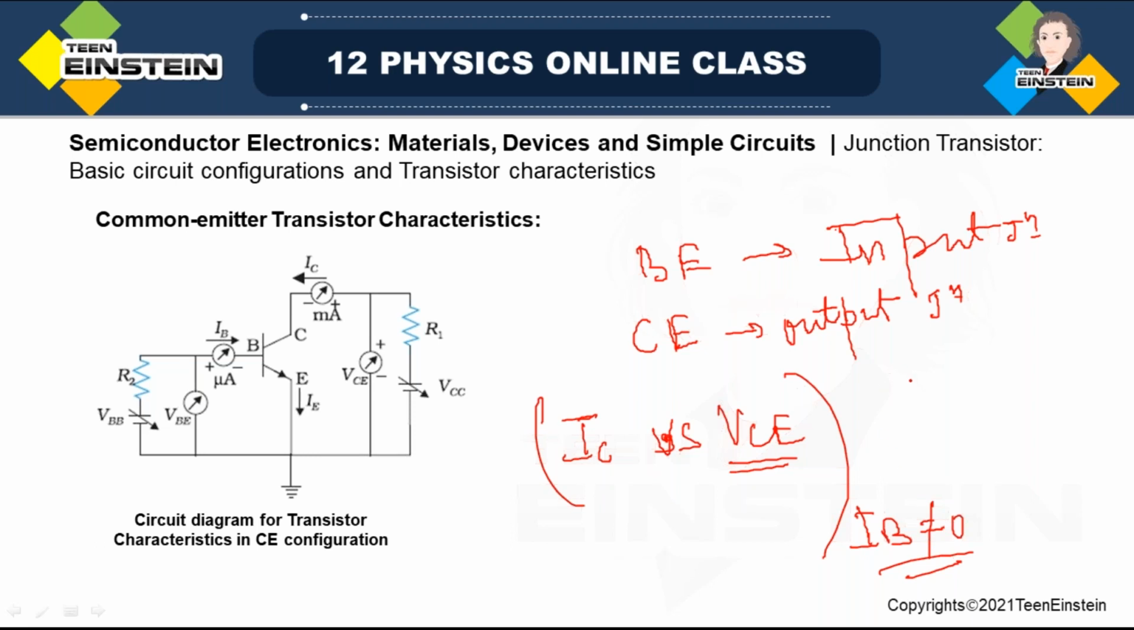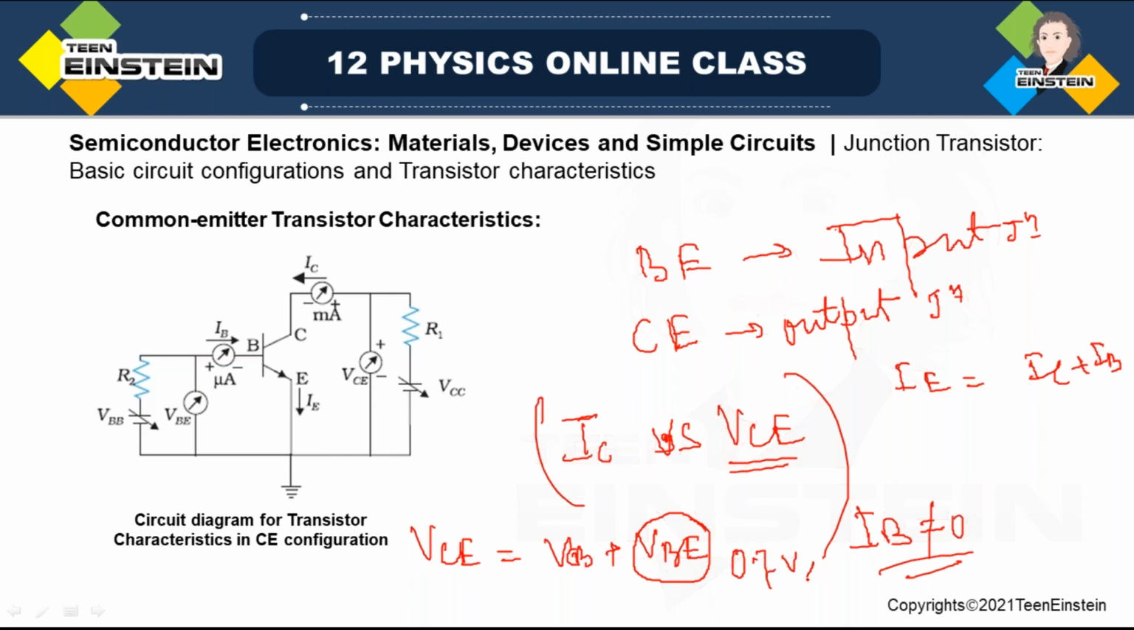But why base current? Okay, look, we know IE is equal to IC plus IB. This we know, right? All right, we know that. But you look, we had written previously also. So VCE, this means VCB plus VBE. Okay. So this VBE is very less for silicon transistor, almost 0.7 volt or 0.6 volt.